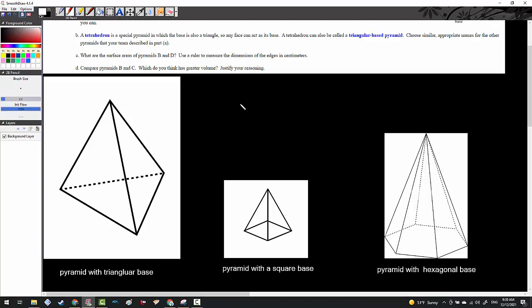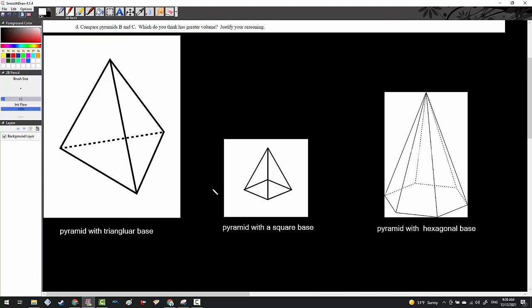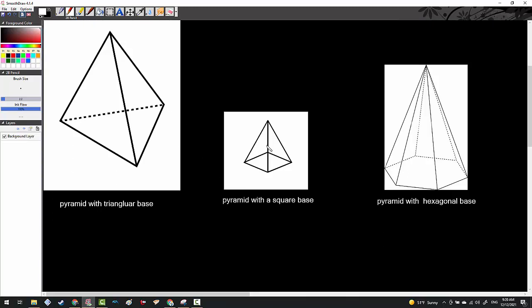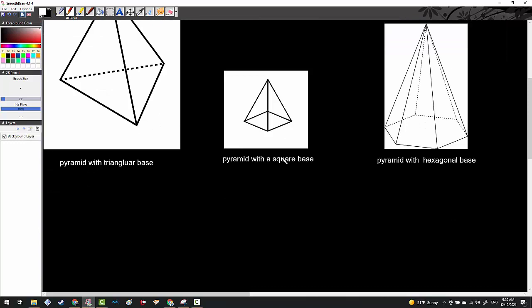All right. And so that's what we were supposed to do for part B here. We're supposed to choose similar and appropriate names for pyramids described in part A. So in part C here, it says, what are the surface areas of pyramids B and D? Use a ruler to measure the dimensions of the edges in centimeters. And so that's mainly going to be your thing, but I'll just show you how you would go about finding the surface area of each pyramid here.